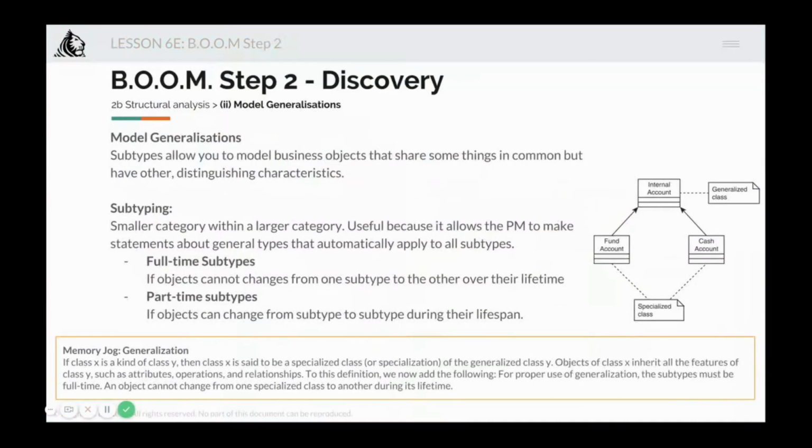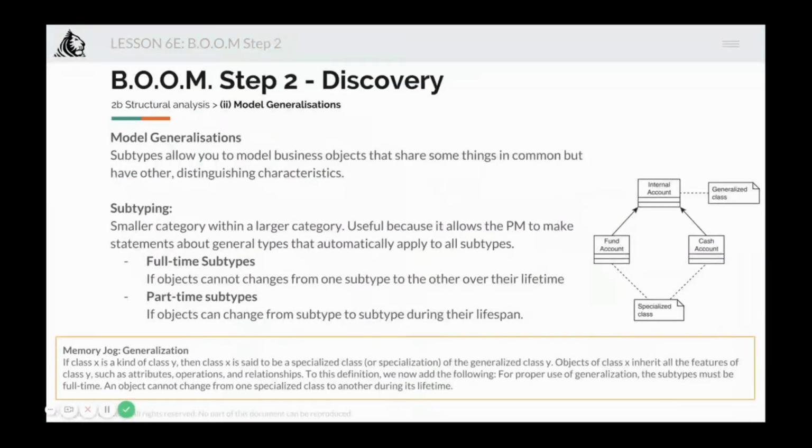So what are full-time subtypes? A general category can be split into a number of full-time subtypes if objects cannot change from one to another. For example, in a non-co-ed dormitory where dormers are processed differently according to their sex or gender, male dormer and female dormer are two full-time subtypes of dormer. Use the generalization relationship to describe full-time subtypes.